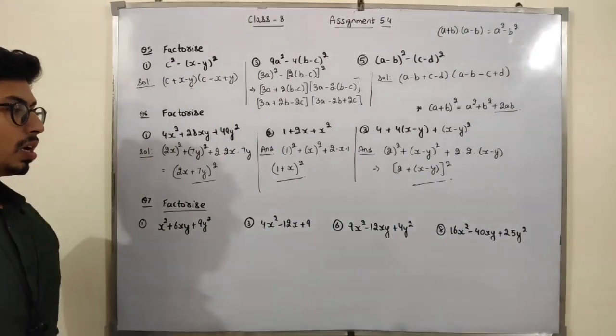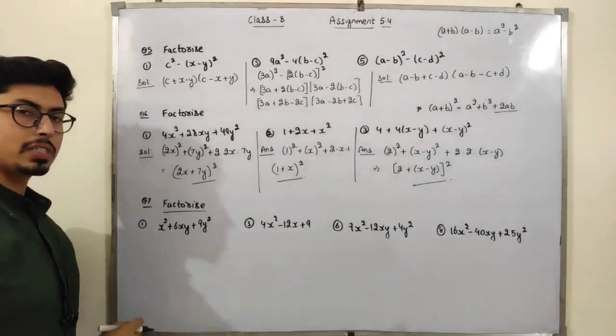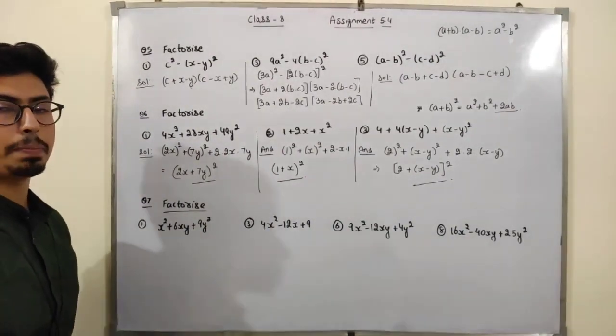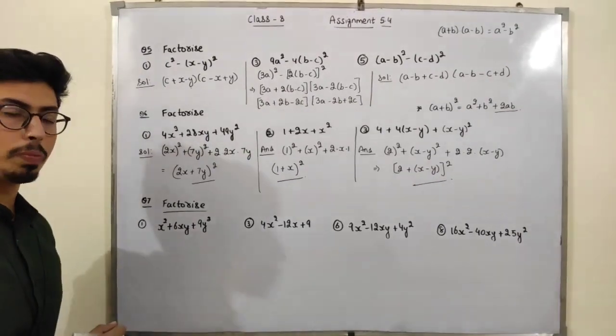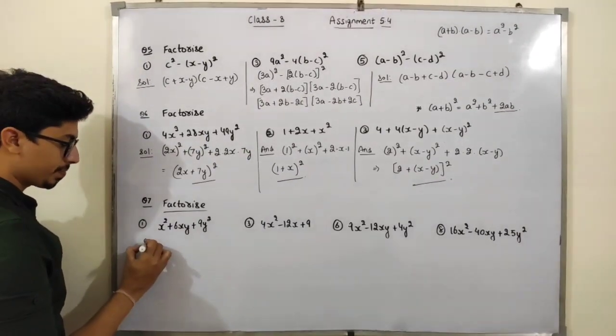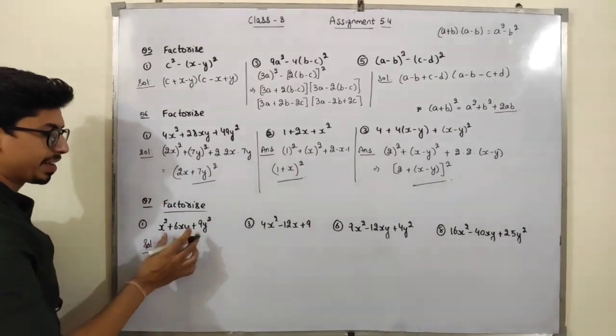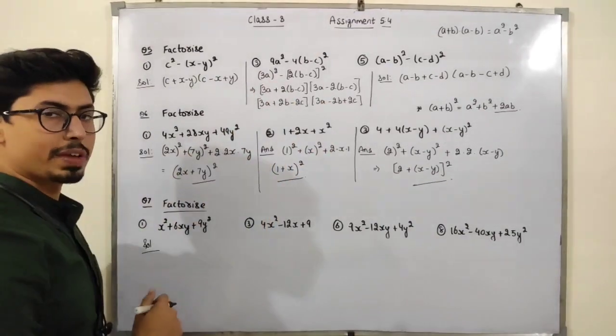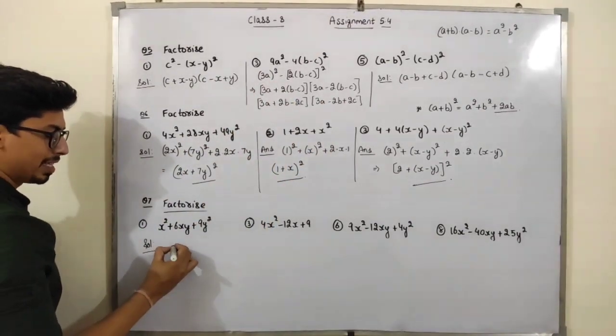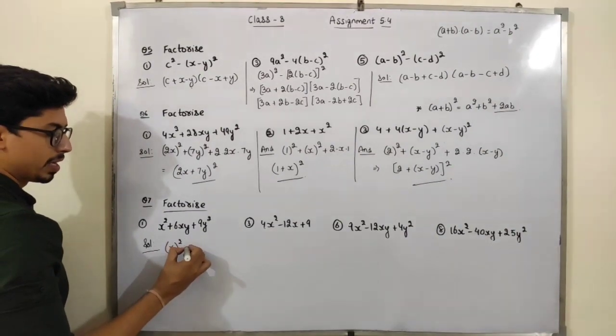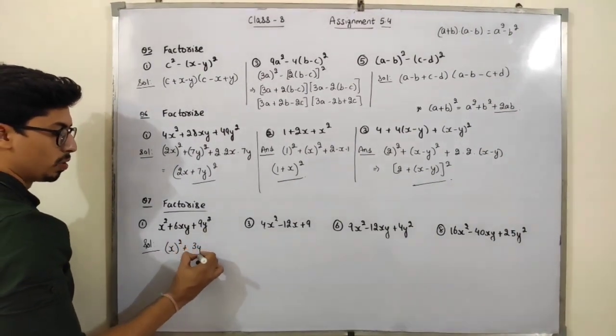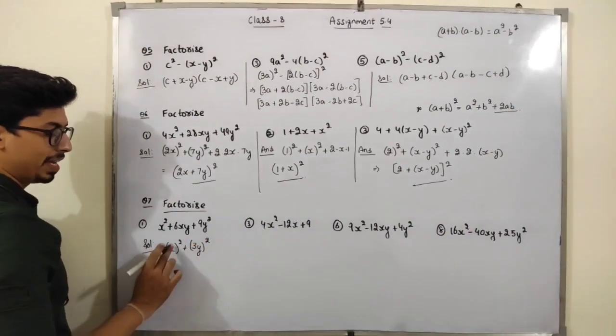Okay, students. Now in this question, students, question number 7, we have 8 parts, out of which I am discussing the 4 parts. Okay. See. Again I have to factorize, students. Again I will use the same formula. I can write x square as x whole square. This has 3y whole square.